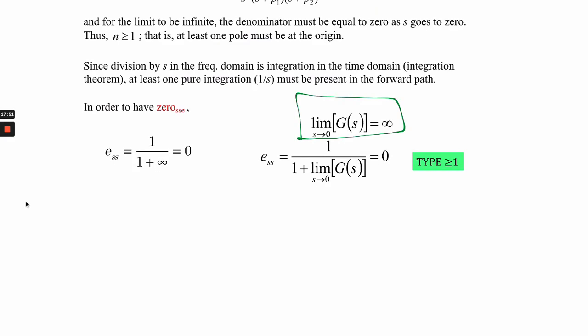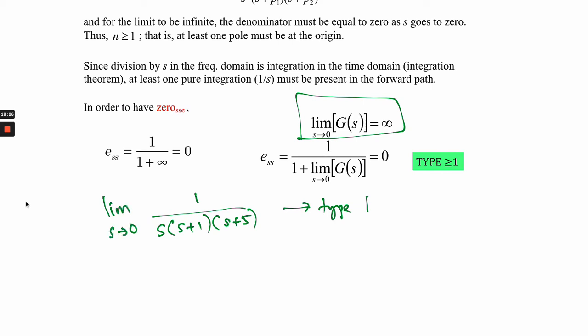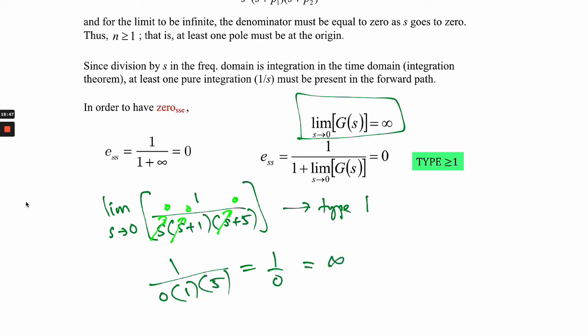How do we ensure that the limit as s approaches 0 equals infinity? Let's say we have a system 1 over s times (s plus 1)(s plus 5). What type is the system here? Type 1, because the power of s at the origin is 1. When we apply the limit as s approaches 0 of this G(s), this term becomes 1 over 0 times 1 times 5, which equals 1 over 0, which equals infinity.